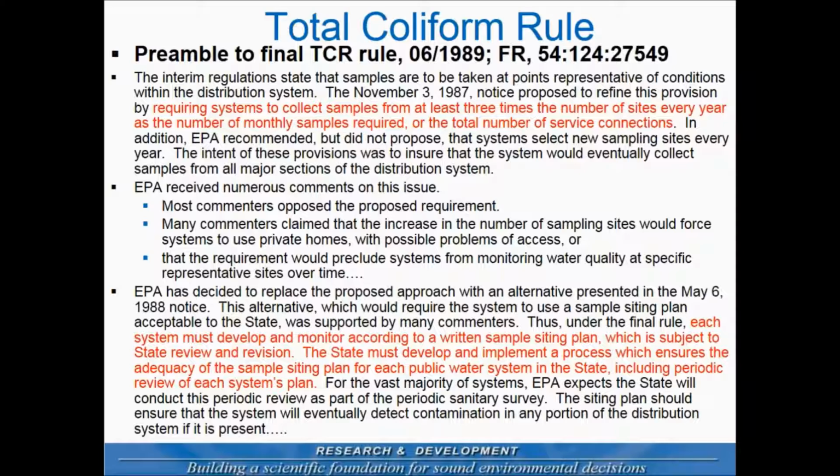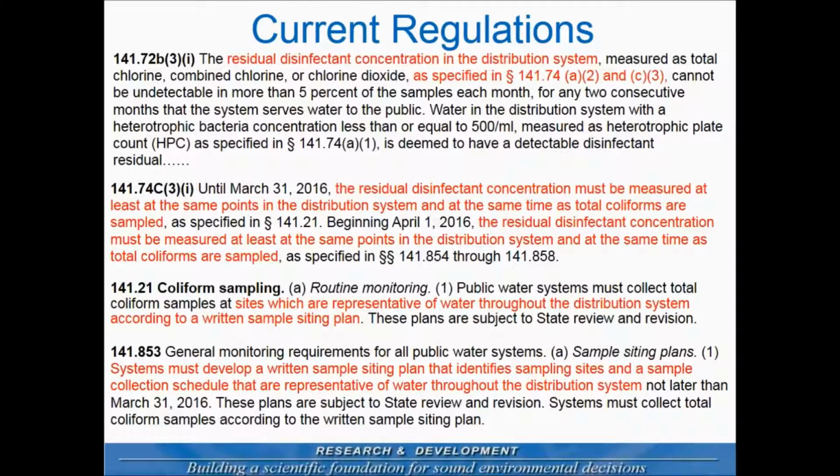So the 1989 TCR rule left this up to the states, and the states could determine what was adequate, not how many samples, but where to take the samples and how many sites would be required, and that would be in a sample siting plan. And then we jump ahead to the current regulations, which are essentially the same.